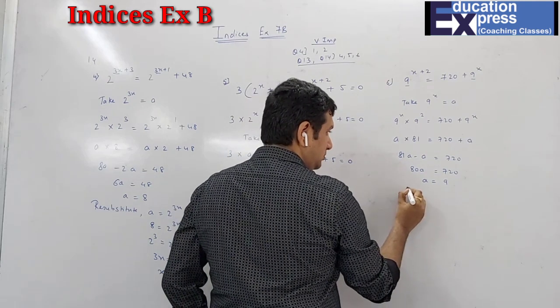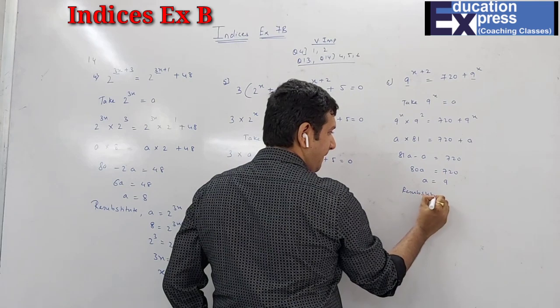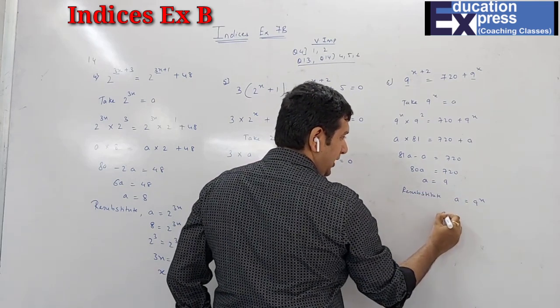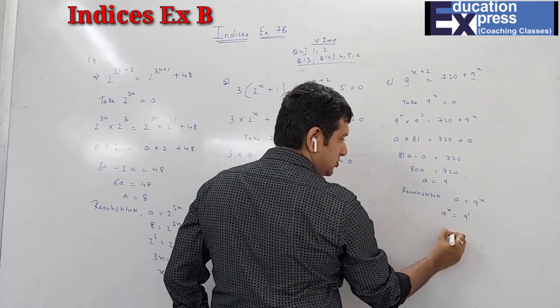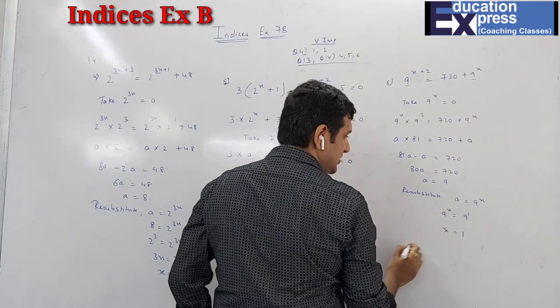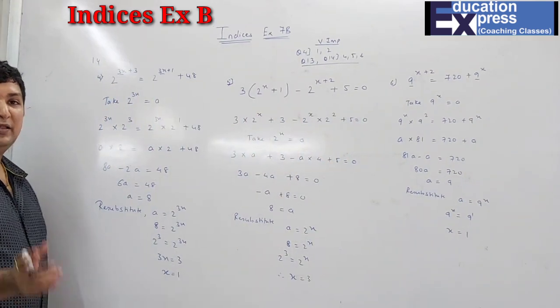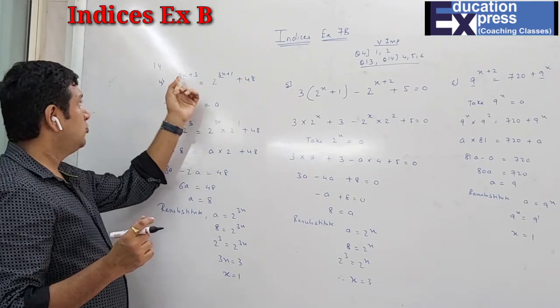Now resubstitute a equals 9 raised to x. So a, which is 9 raised to x, equals 9. Nothing else is there, so we combine the powers, and x is 1. So by this we have finished this entire type where there are more than 2 terms and the power is the variable.